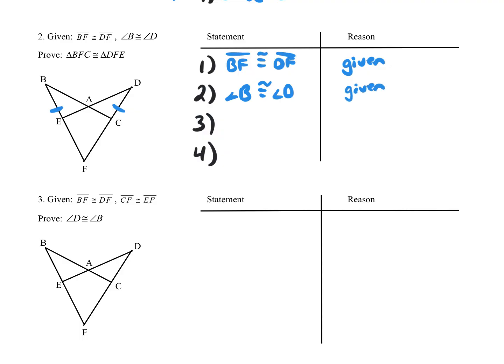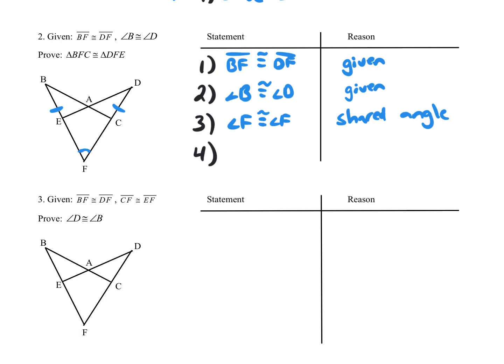What do we look for after the given statements? What we can assume, right? What can we assume on this one? I agree. This is our shared angle, so we can say angle F is congruent to angle F. What's our reasoning? Shared angle.